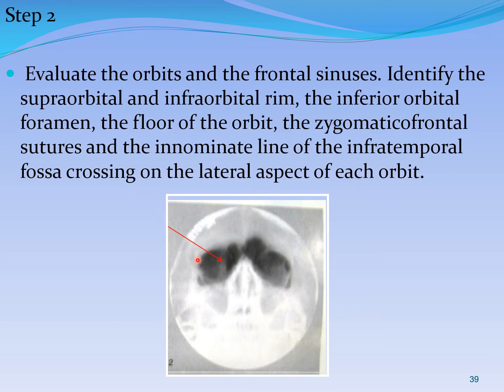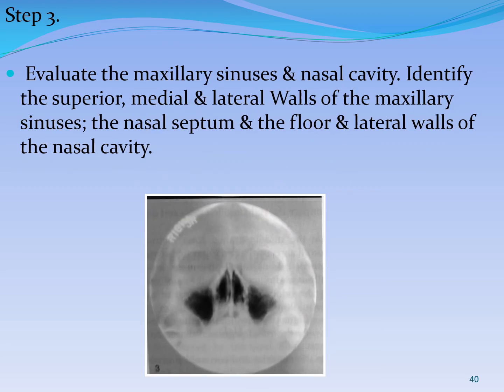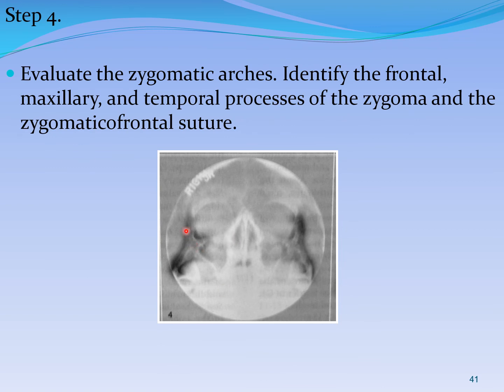In step 2, you evaluate the orbits and the frontal sinuses. Any abnormalities over here, please mention them now. Step 3, you evaluate the maxillary sinus and the nasal cavity and check for any abnormalities. Step 4, evaluate the zygoma and the zygomatic arches. As mentioned earlier, the zygoma and zygomatic arches resemble the profile of the elephant, which can be readily seen in this picture in the darkened areas on both right and left side.